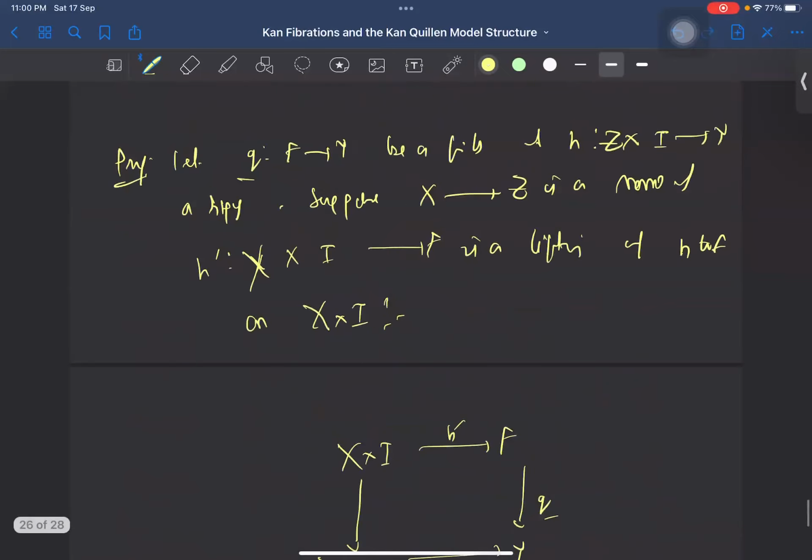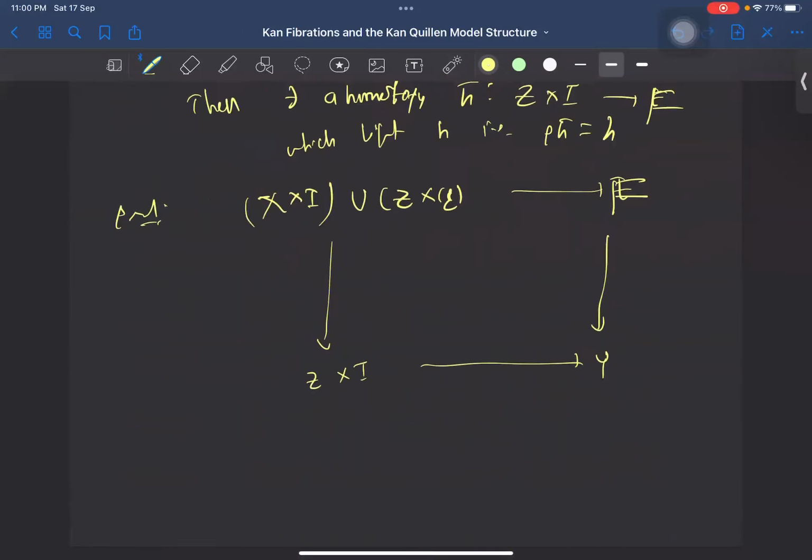So we will have a filler by the previous theorem. And why? Because this map is anodyne.